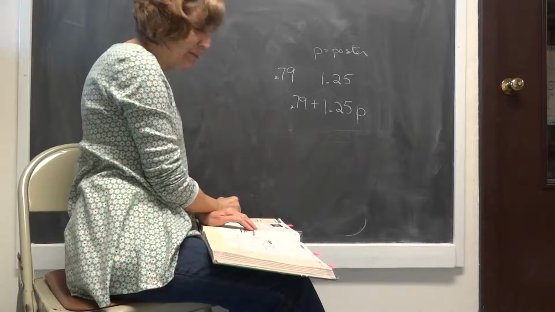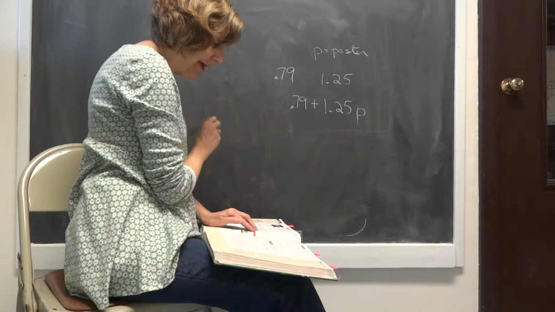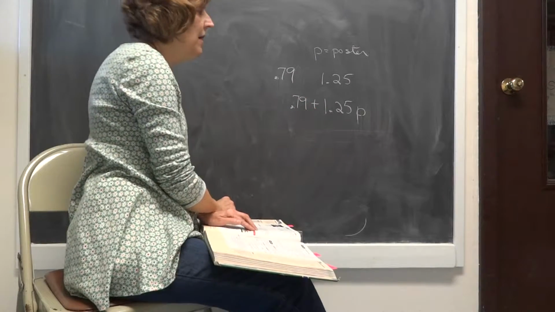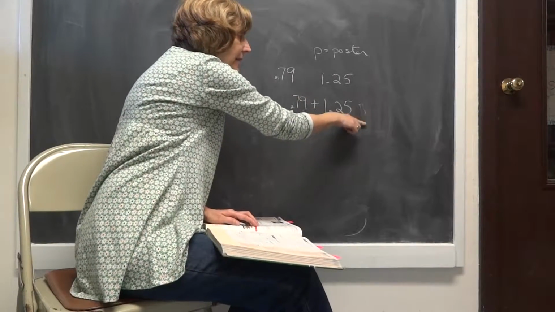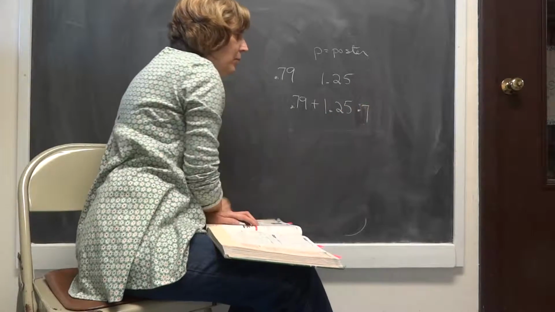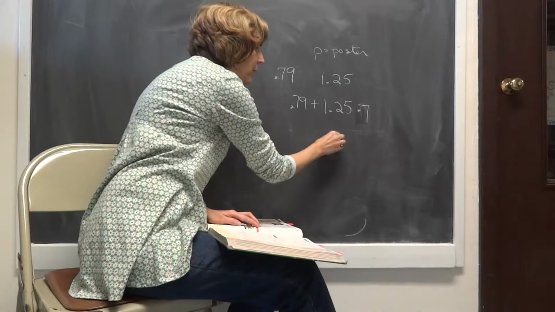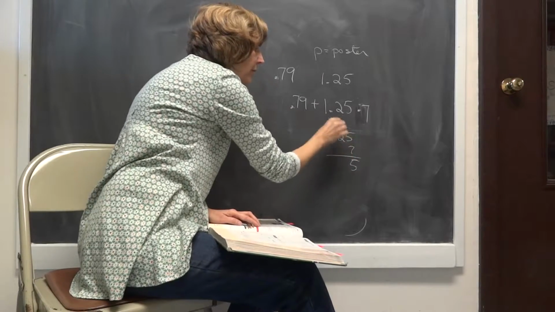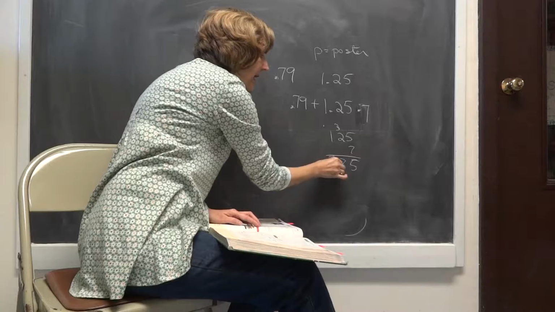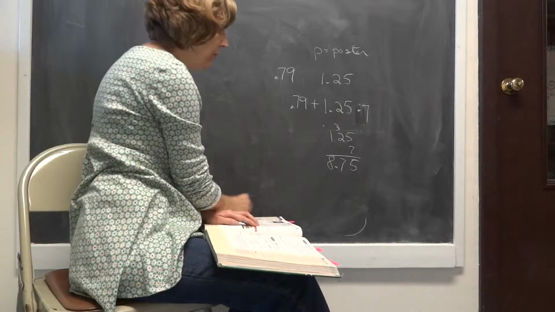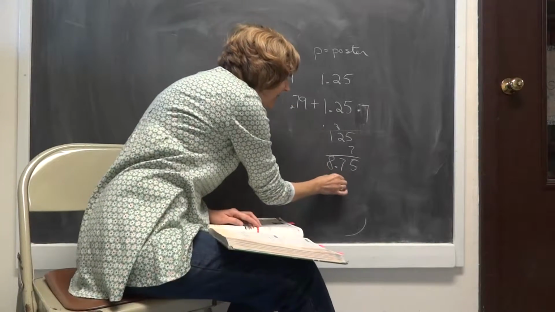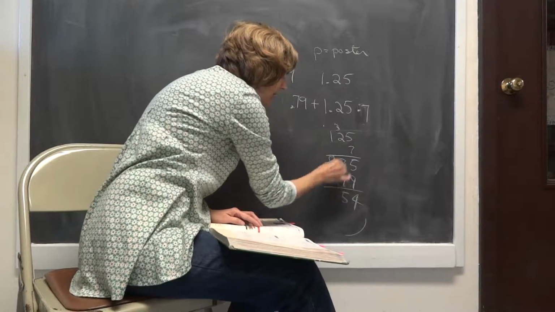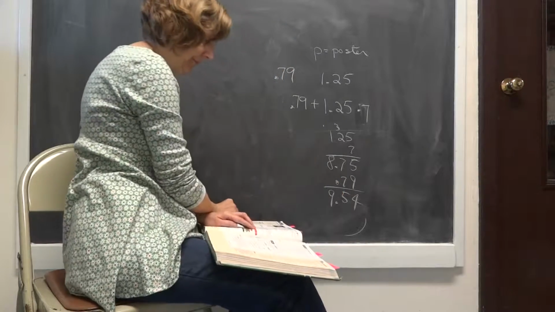Then the second part of that problem is to evaluate the expression for 7 poster boards. So now it's telling us that P is 7. So I'm going to put a 7 in for P. Now we can multiply $1.25 times 7. 14, 17, 8. So it's $8.75 for the poster boards plus 1 marker, 79 cents. Now our total cost is $9.54.